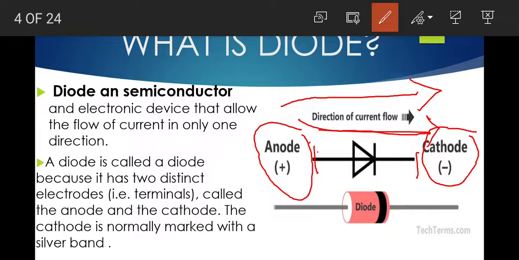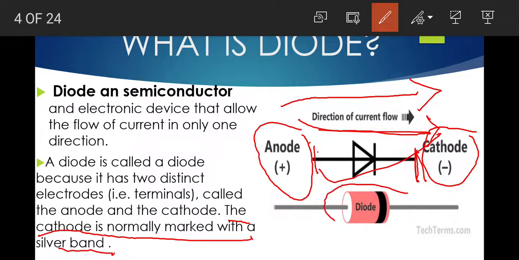Now understand, one of the most important things is that the cathode is normally marked with a silver band, meaning in this portion we have a silver band. See, this is the imaginary image created by us, and this is the real diode. It looks like this. Clear?